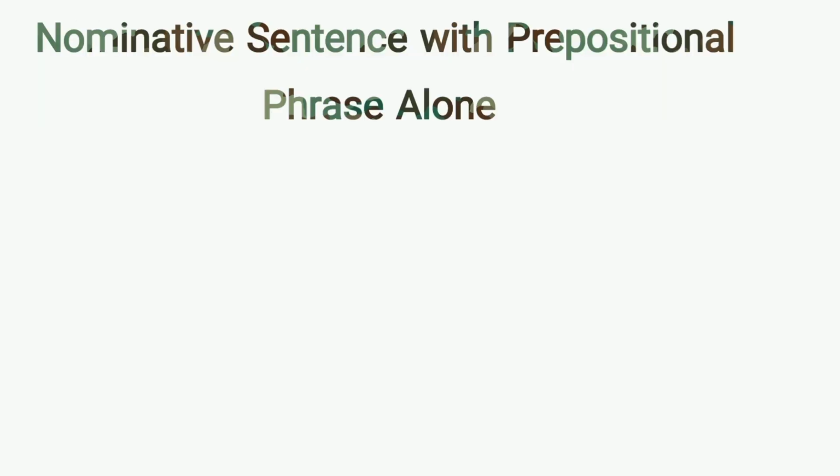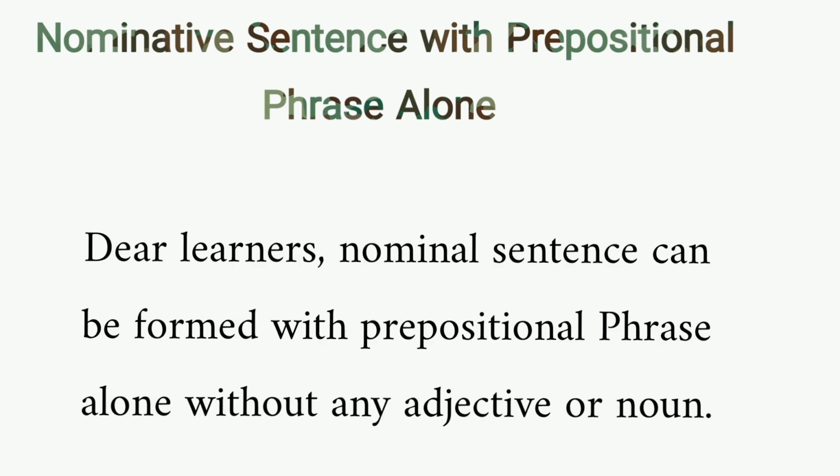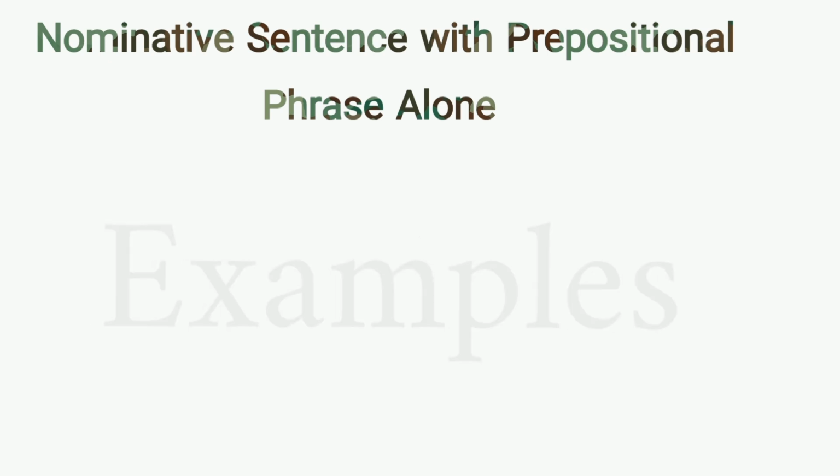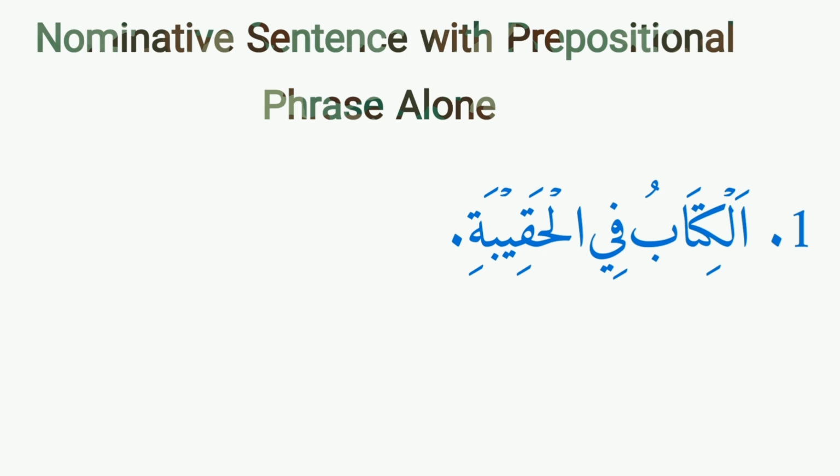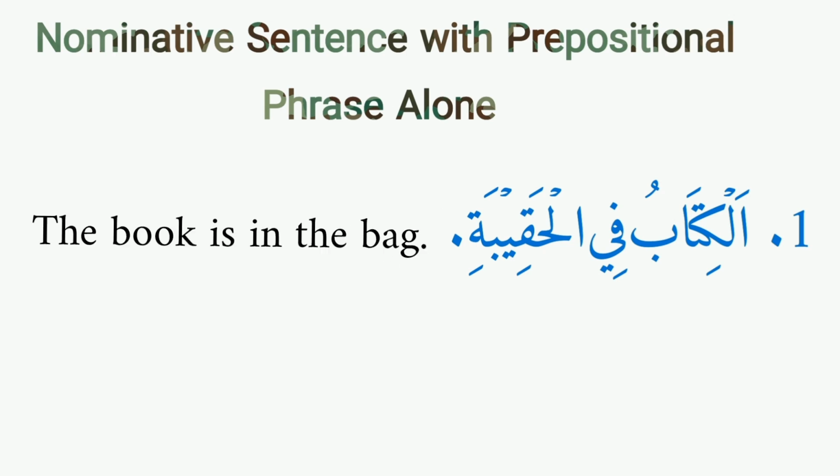Now we are going towards the last discussion, titled nominative sentence with prepositional phrase alone. Dear learners, a nominal sentence can be formed with a prepositional phrase alone without any adjective or noun. الكتاب في الحقيبة. Meaning, the book is in the bag.